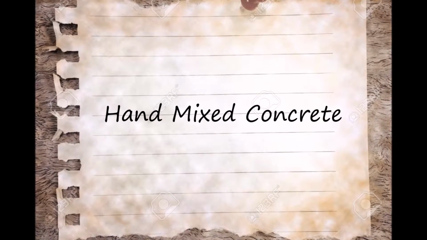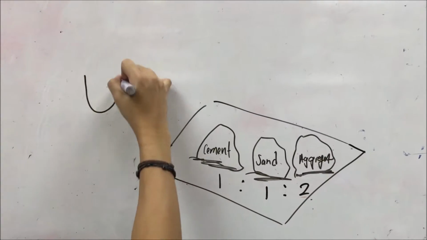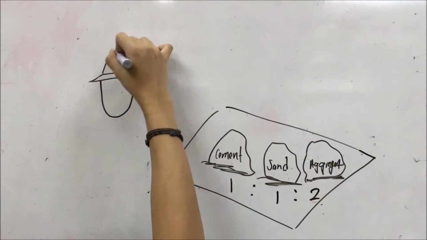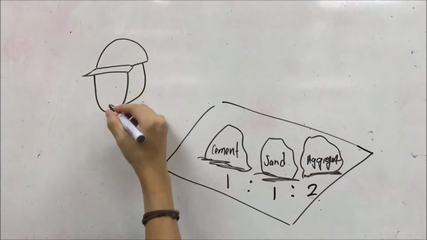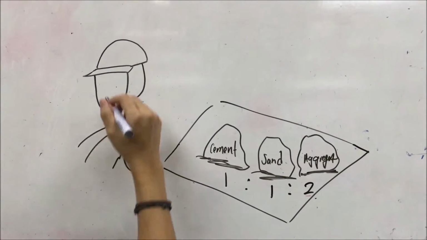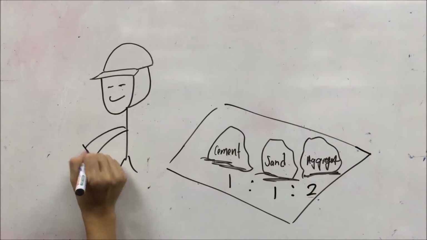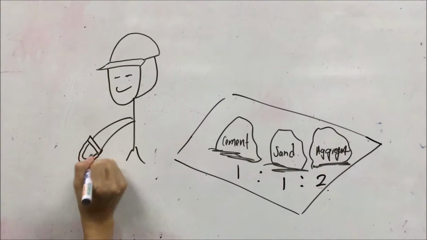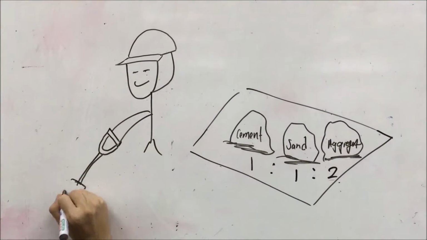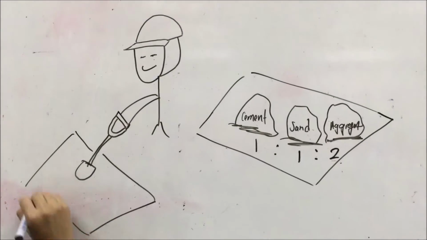For the hand mixed concrete, first of all, it requires one general labor to mix a little bit of cement, sand, and also a bit of aggregate, and also a little bit of water, and he will mix it on a platform with a shovel.